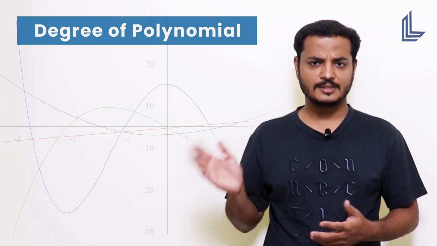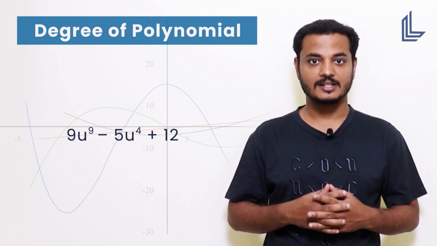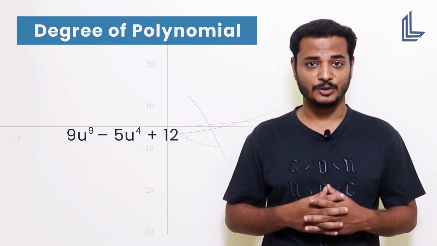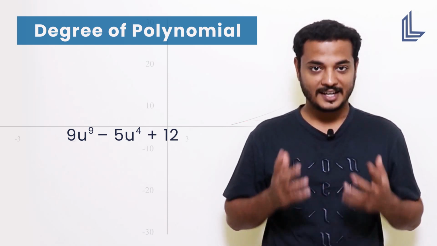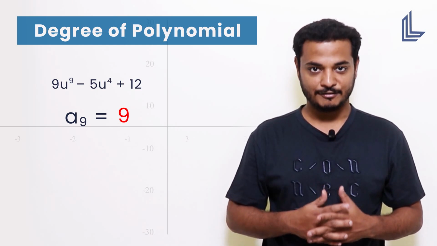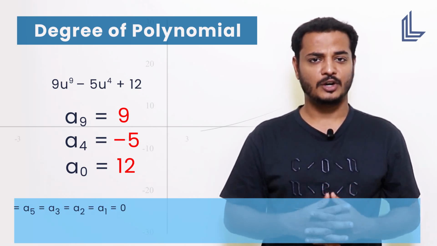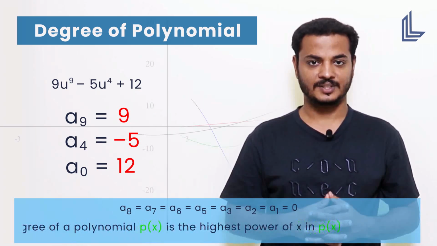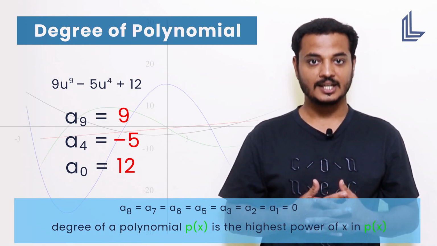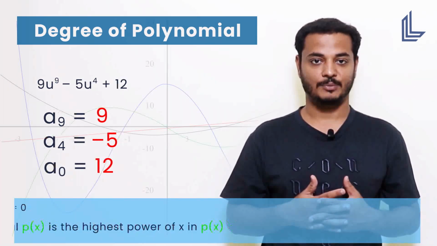For example, consider this expression. See, many terms are absent here, but still it's a polynomial of degree 9. So it's okay to have a higher degree polynomial with fewer terms. We can deduce from this expression that a_9 equals 9, a_4 equals minus 5 and a_0 equals 12, and the rest of the coefficients will all be equal to 0. In general, we can say that for any polynomial p of x, the highest power of x in p of x will be the degree of that polynomial.